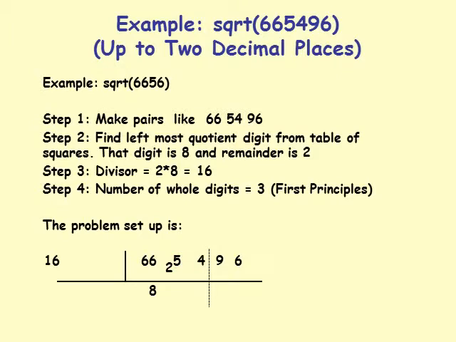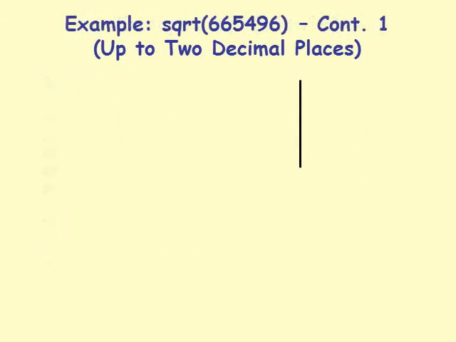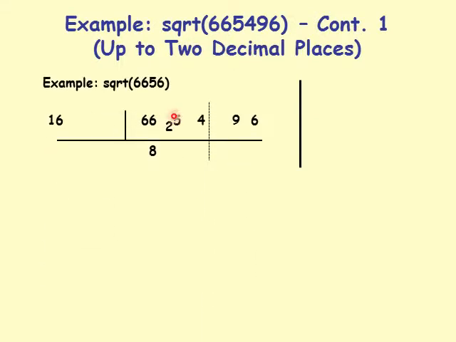Okay, let's continue here. The number of whole digits is 3, so that means I get 1 digit here, and I would get 1 here and 1 here, so the decimal point would go here. So the problem so far was 66, 5, 4, 9, 6. The decimal point goes here. 8 was the first digit of the square root, 16 is our divisor, and 25 is our gross dividend in the next step.